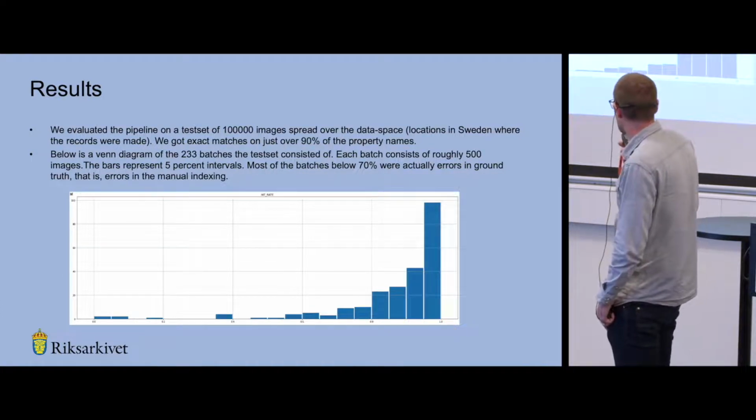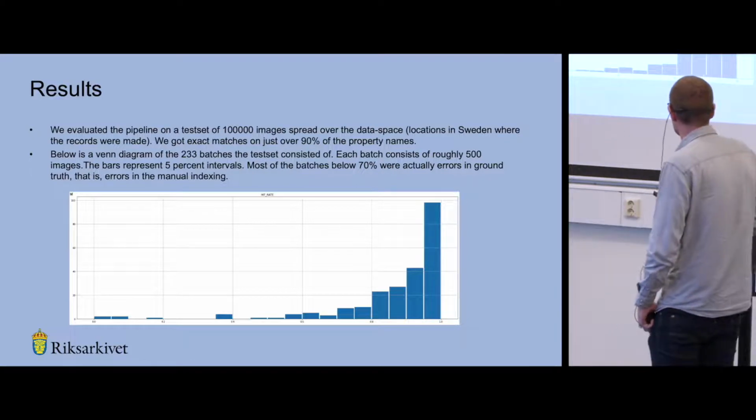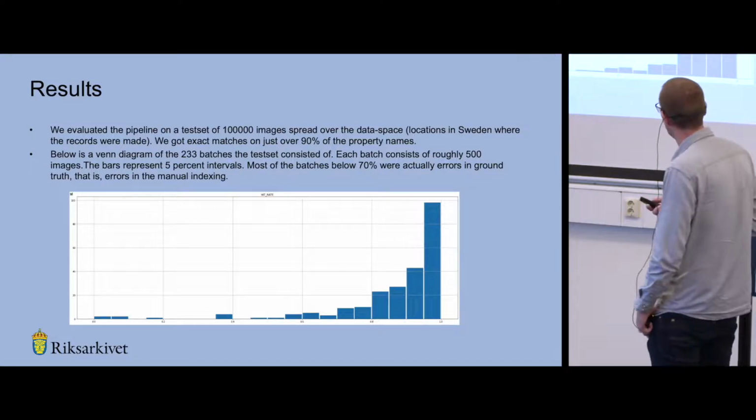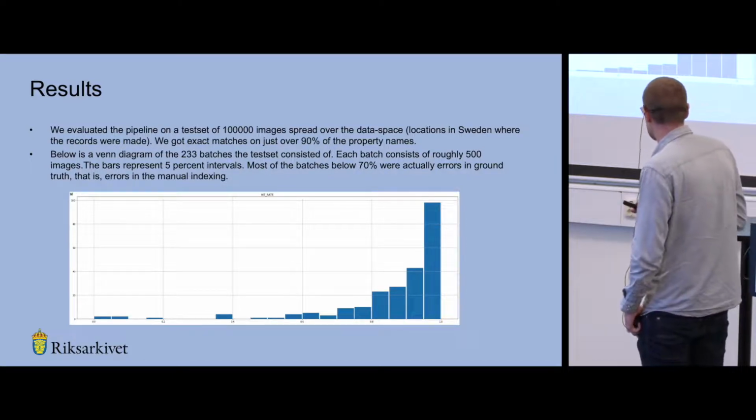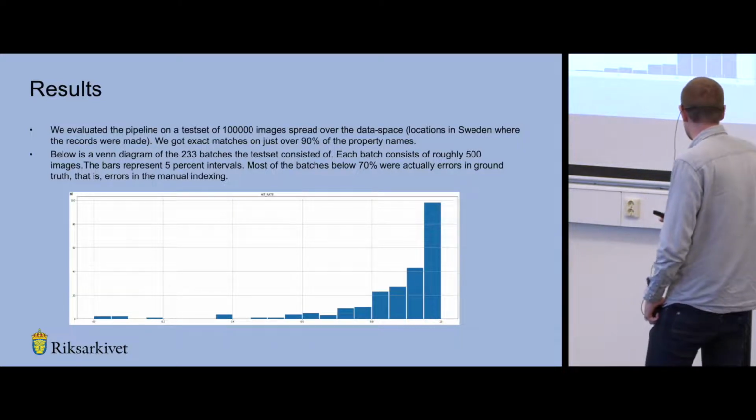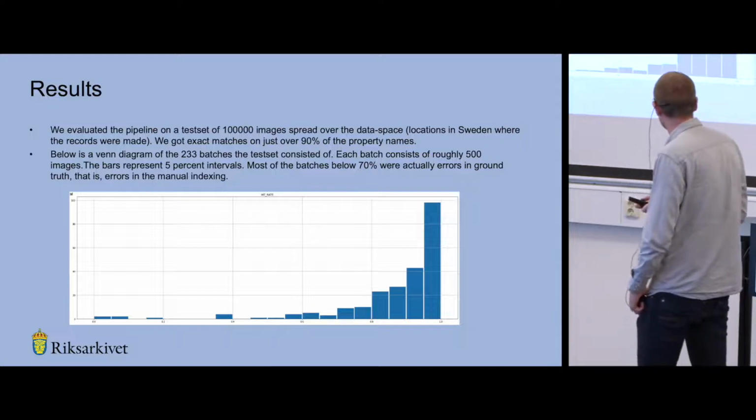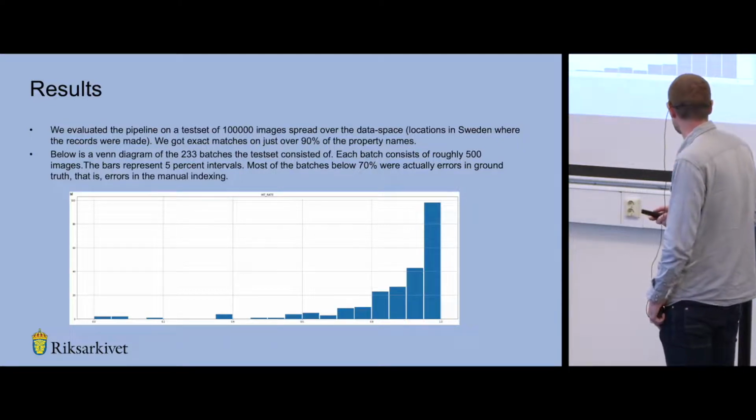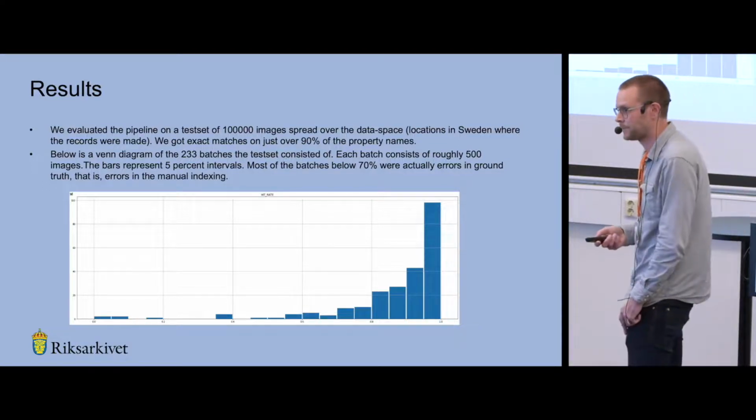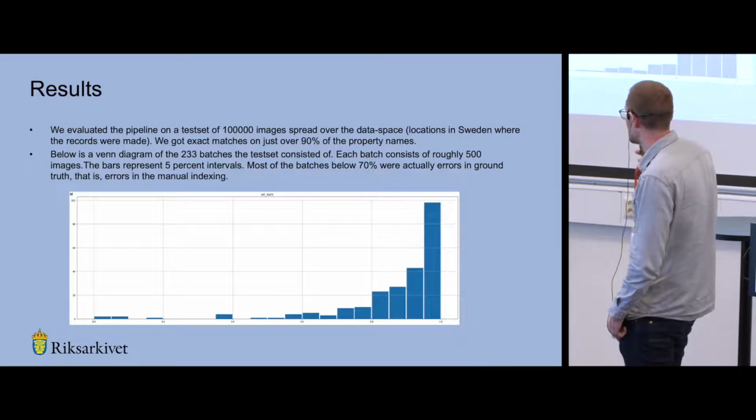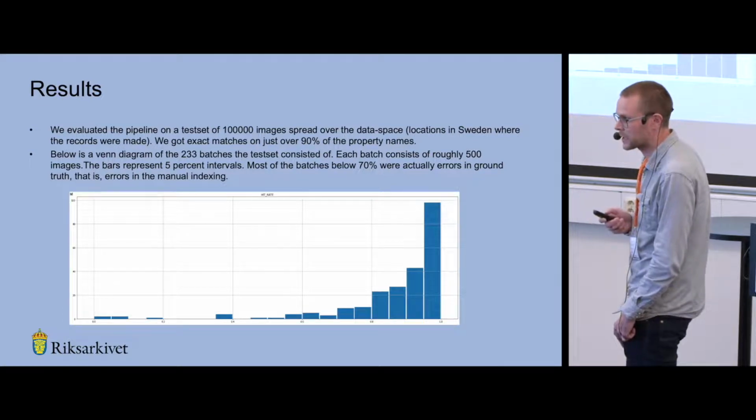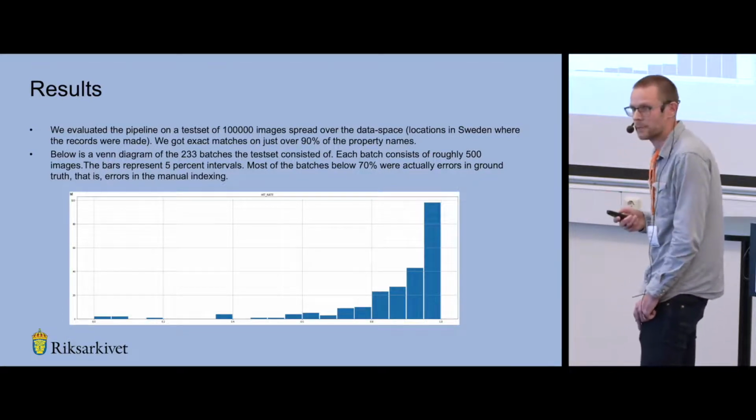And below is a Venn diagram of the 233 batches the test set consisted of. Each batch consists of roughly 500 images. The bars represent 5% intervals. So the largest part is in the 95 to 100% interval. Most of the batches below 70% were actually errors in ground truth, that is, errors in the manual indexing. And we could also use this pipeline to correct those errors in the already indexed material. We haven't decided on whether to do that yet.